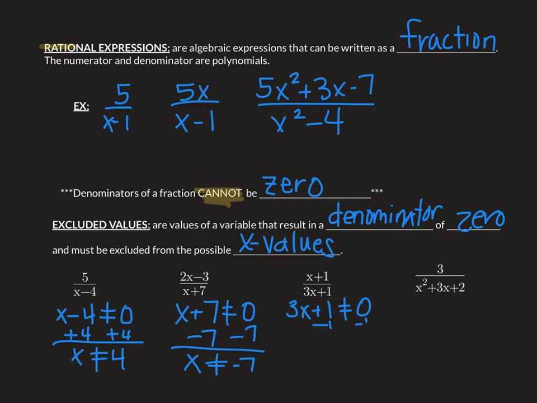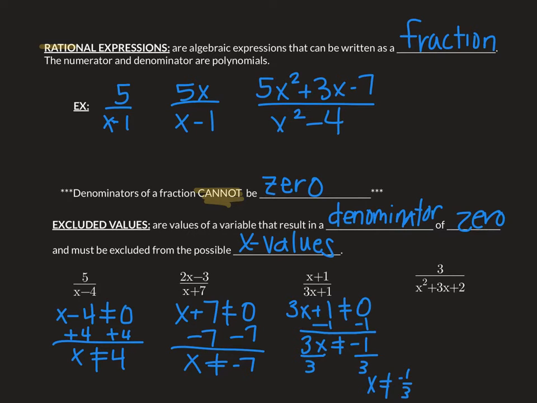So I'd need to subtract 1 to get 3x cannot be negative 1. Am I done though? I don't have what x can't be. I have what 3x can't be. So I need to keep solving this and divide by 3. And so we get that x cannot be negative 1/3. That's my excluded value.